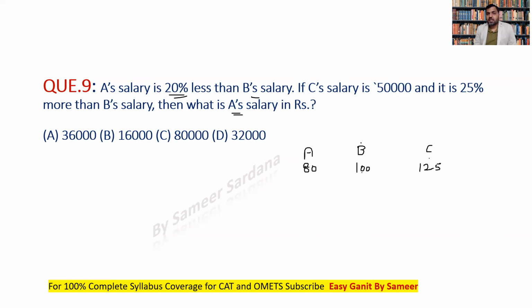Then what is A's salary in rupees? So guys, we get to know that the ratio of A, B, and C would be 16 : 25 : 25. And what is A's salary? C's salary is given as 50,000, which is 2,000 times of this. So A's salary will also become 2,000 times, that means it will be 32,000. So A's salary will be equal to 32,000.